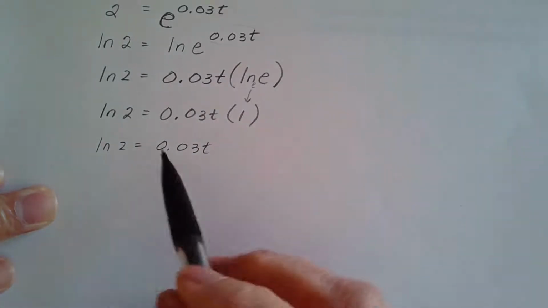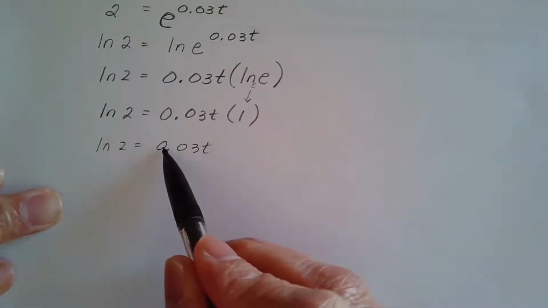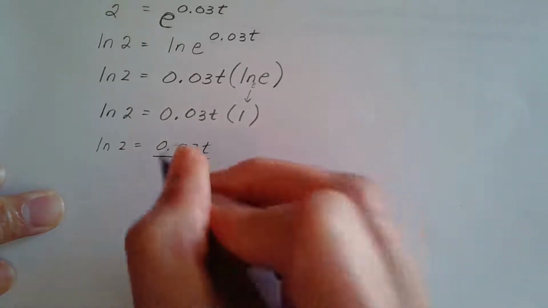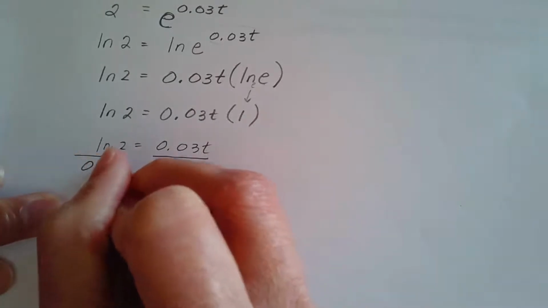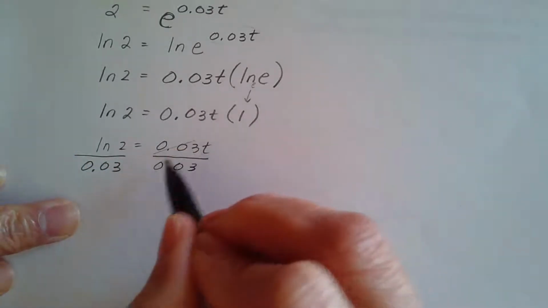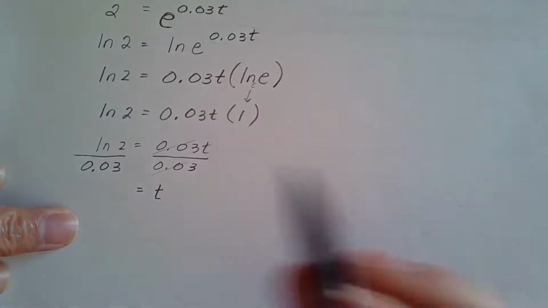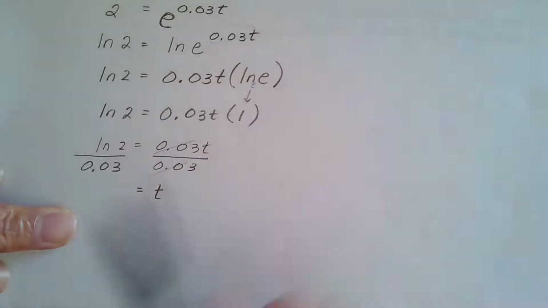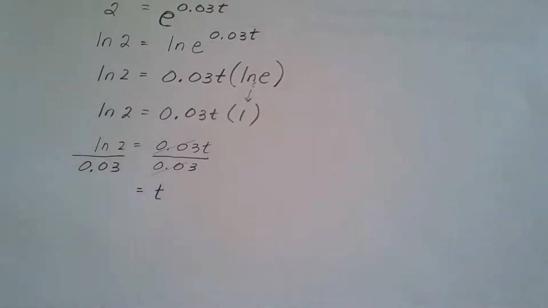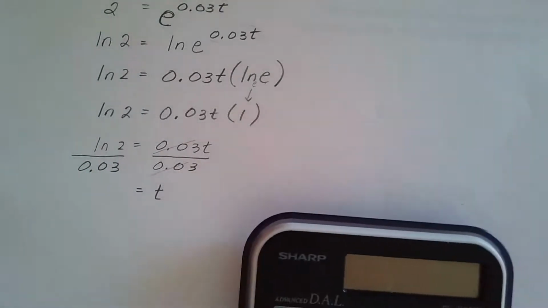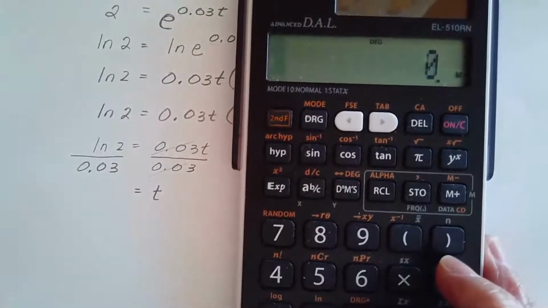And now it's just a matter of dividing by 0.03 so we can cancel this. So divide by 0.03, and of course that's going to cancel. We're left with t on the right side of the equation, and on the left side we have natural log of 2 divided by 0.03. So let's go ahead and figure that out. And again, try it on your calculator.